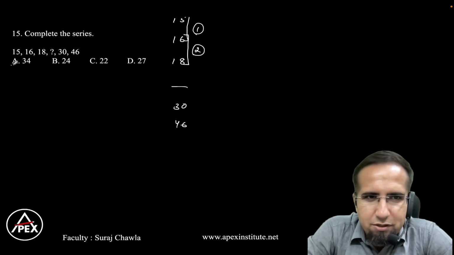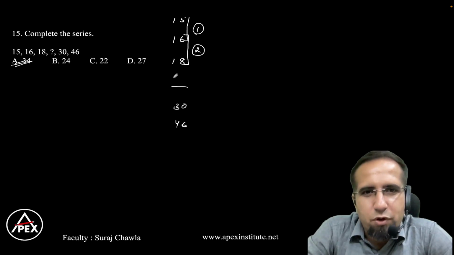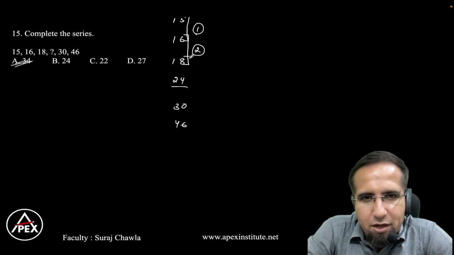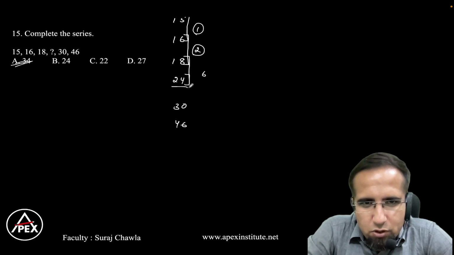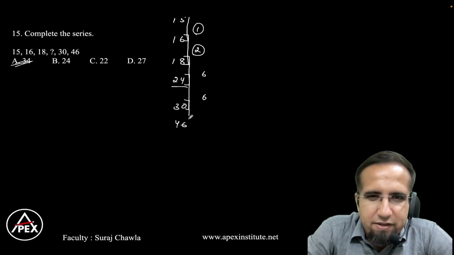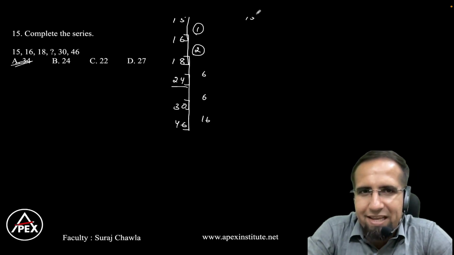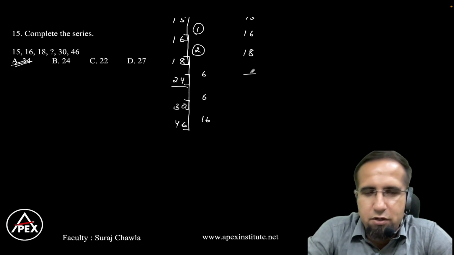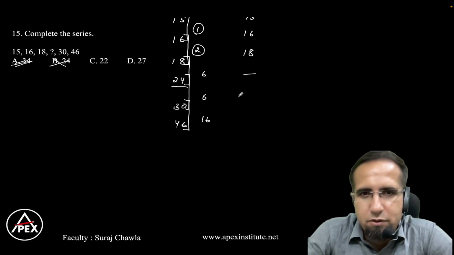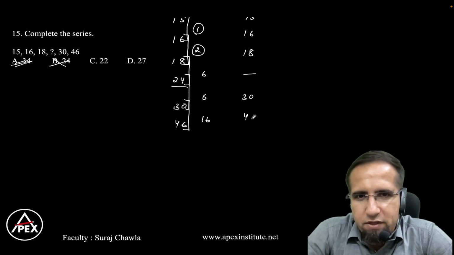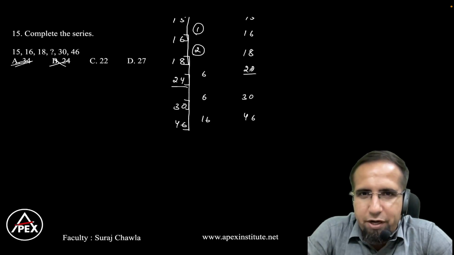34 is out of question. Let's replace 24. If I replace 24, this gap becomes 6 and this gap also becomes 6, whereas this gap becomes 16, which is not working. There's no random connection between the gaps. So I'm looking at 15, 16, 18, dash, 30 and 46. So 24 is out of question. Now let's look at the next option, which is 22.